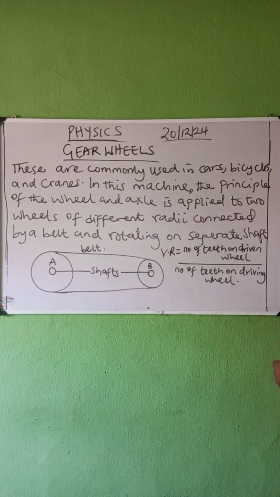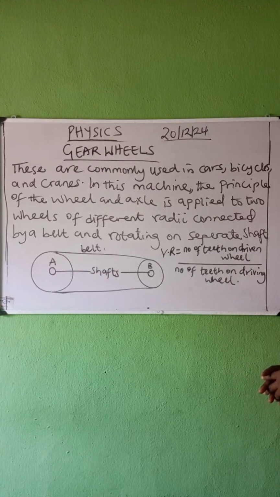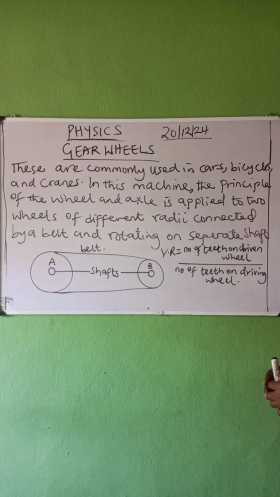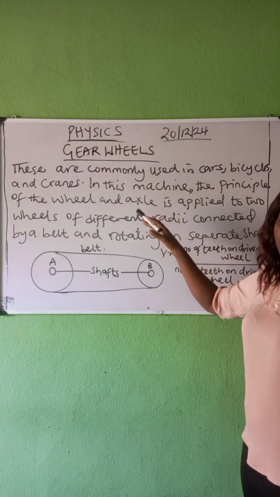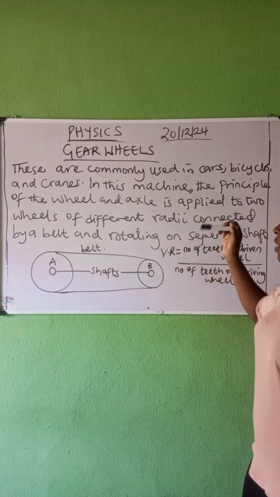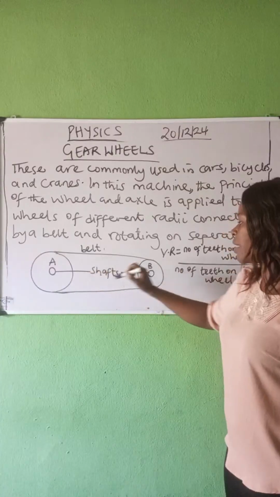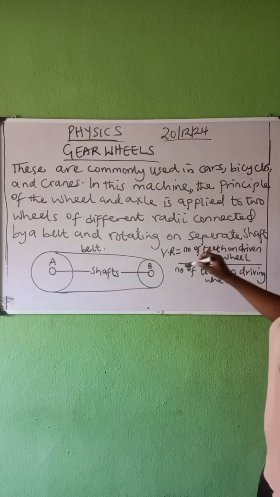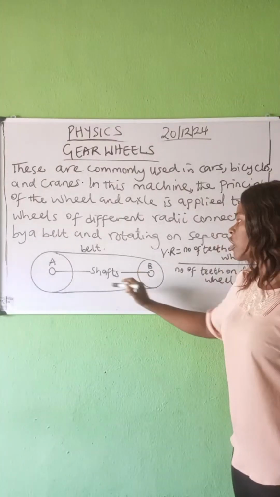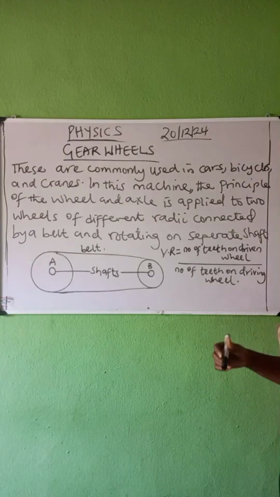Gear wheels. These are commonly used in cars, bicycles, and cranes. In this machine, the principle of wheel and axle is applied to the two wheels of different radii connected by a belt and rotated on a different shaft. Now, what am I trying to say? This type of machine uses the principle of wheel and axle. All right? Okay, so we have this wheel, we have this one. This is a larger wheel, while this is a smaller wheel. So they are all applied at different radii, right? Connected with a rotating shaft.